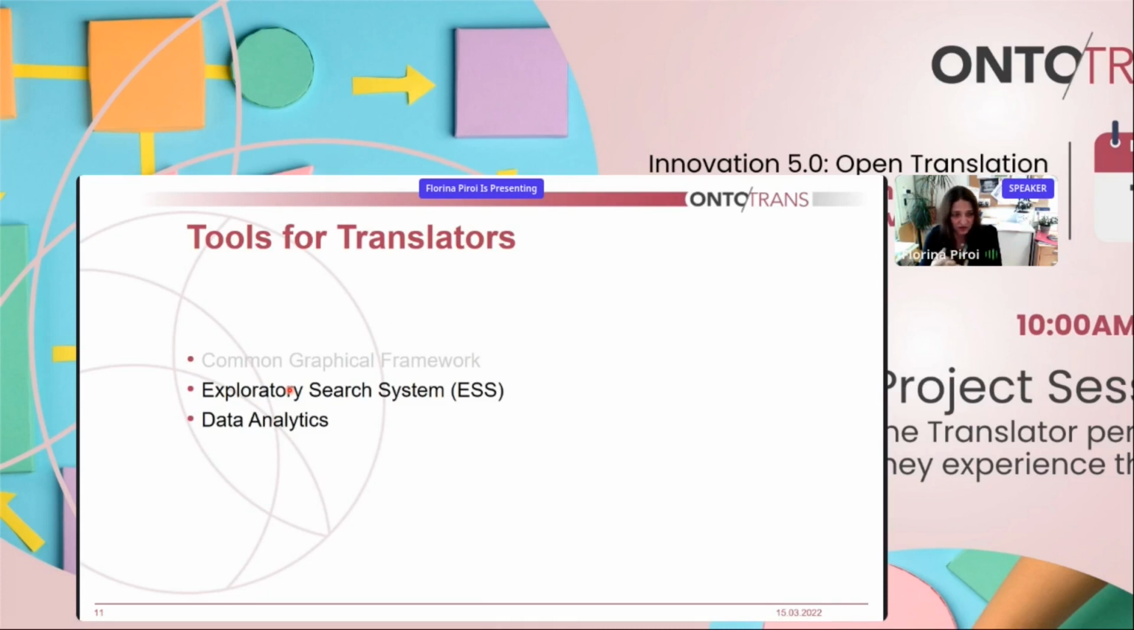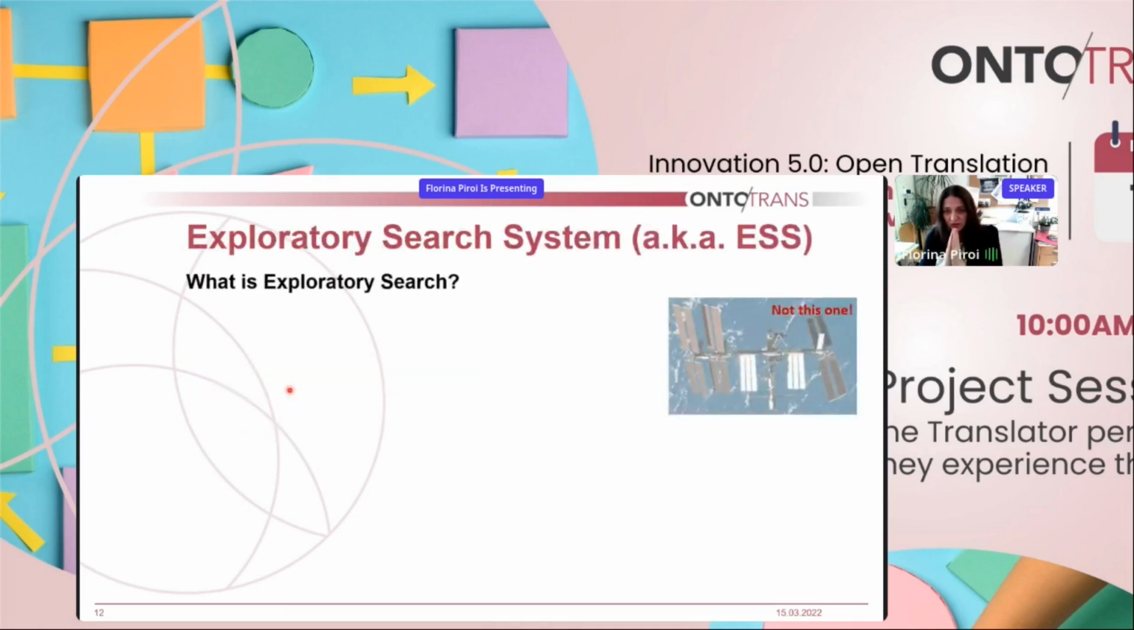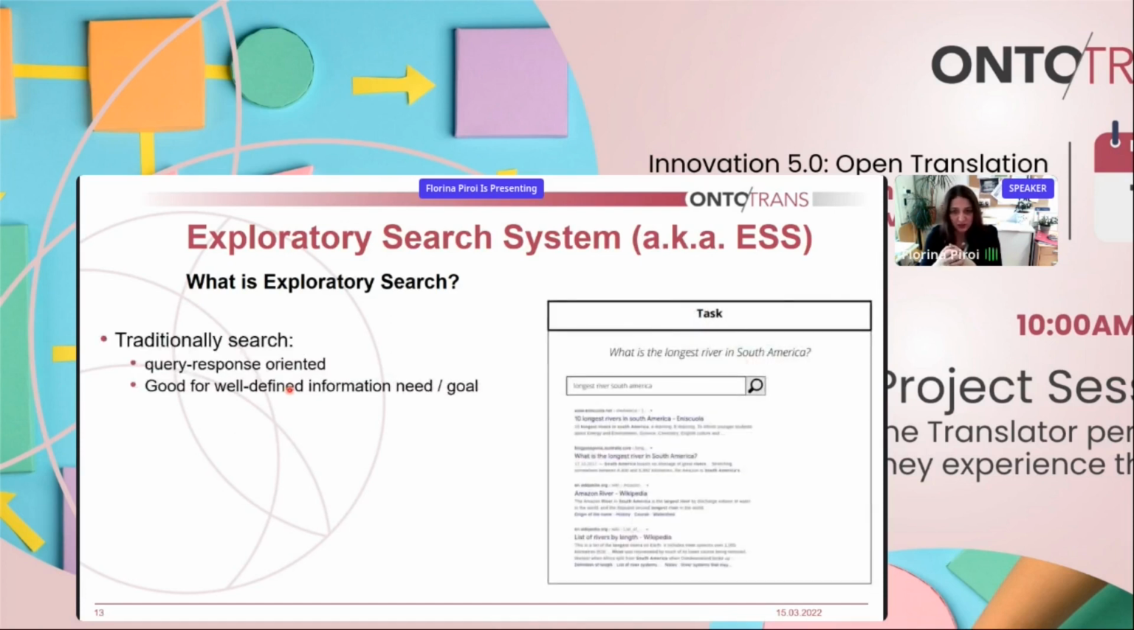Good. So let's look at the next tool for translators, and this is now the exploratory search system, which my team at the TU Wien works on. First of all, I would like to explain what exploratory search is, just to be on the same page, all of us. Traditional search is query-response oriented. You type some question, you have a very clear information need. I want to know which is the longest river in South America. You type this question there, and you get a list of answers. This type of search is very good for well-defined information needs and goals.